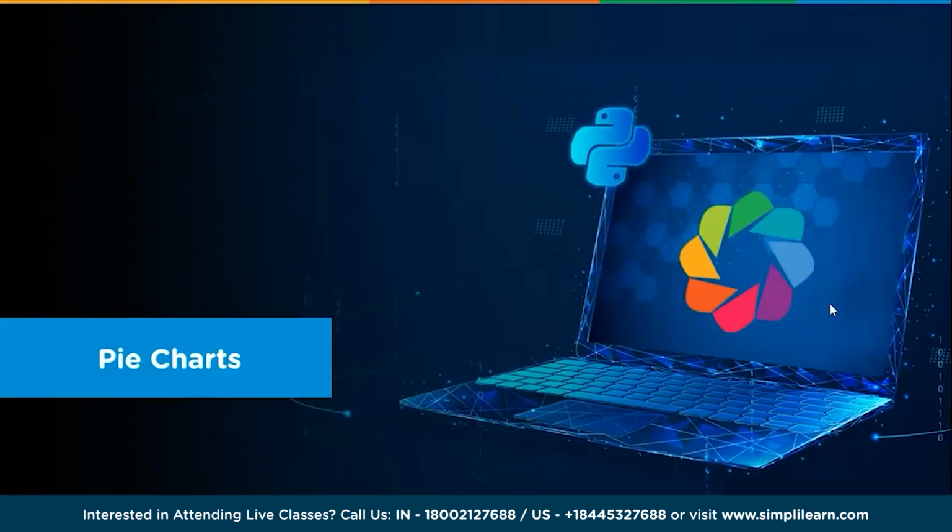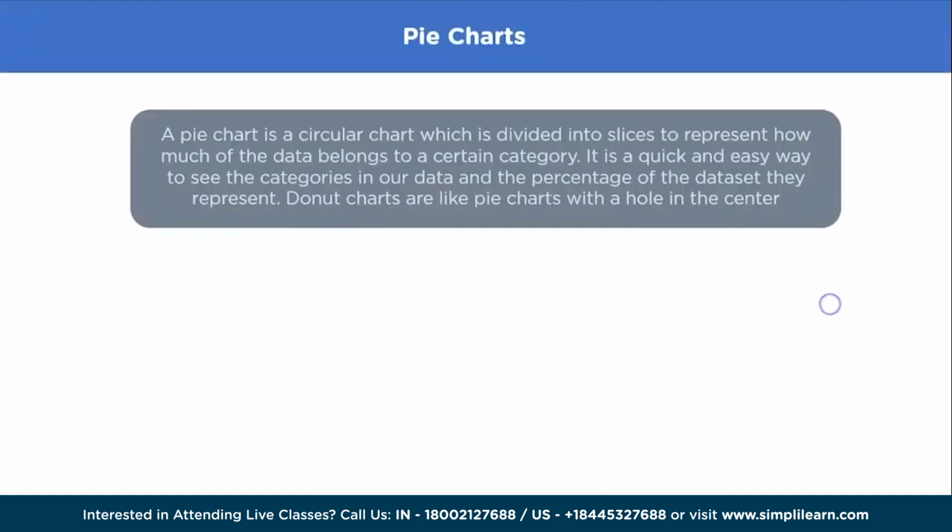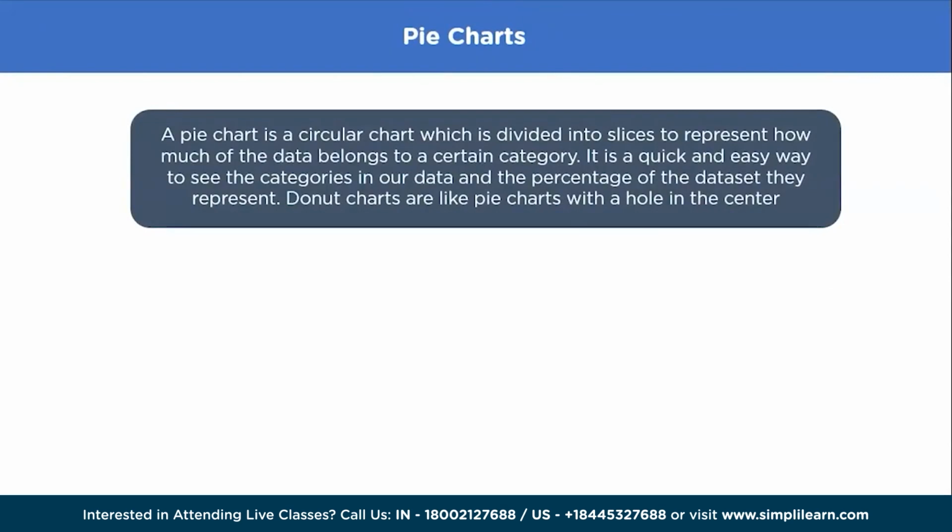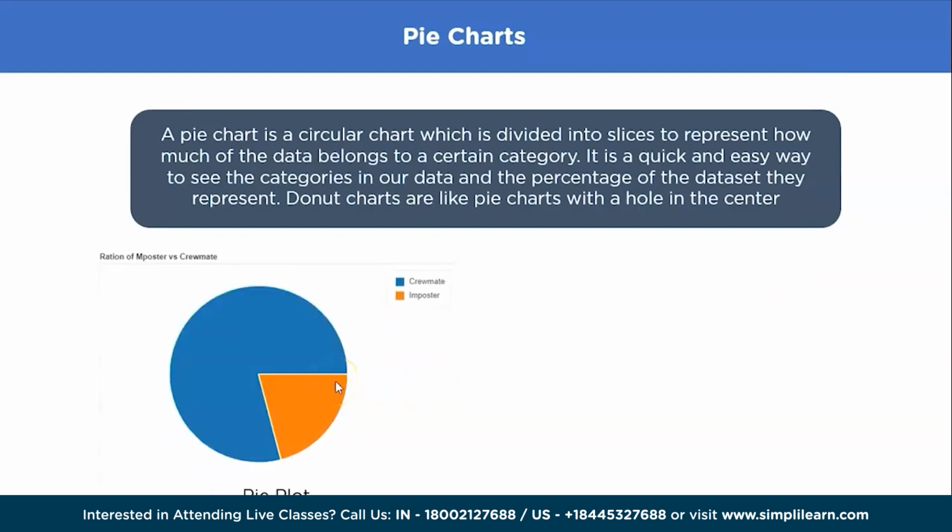Next, let's take a look at pie charts and how they can be implemented in Bokeh. But first, what exactly is a pie chart? A pie chart is a circular chart which is divided into slices to represent how much of the data belongs to a certain category. It is a quick and easy way to see the categories in our data and the percentage of the data set that they represent. On the other hand, you have another type of chart called a donut chart. Donut charts are like pie charts with a hole in the center. And in this hole, you can use it to represent extra data, or you can draw a pie chart within that hole itself.